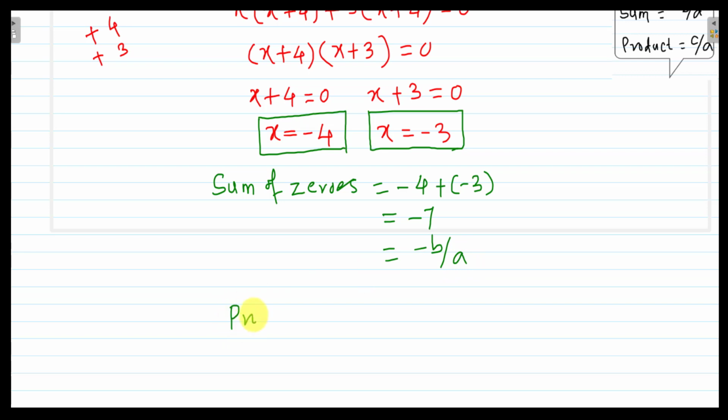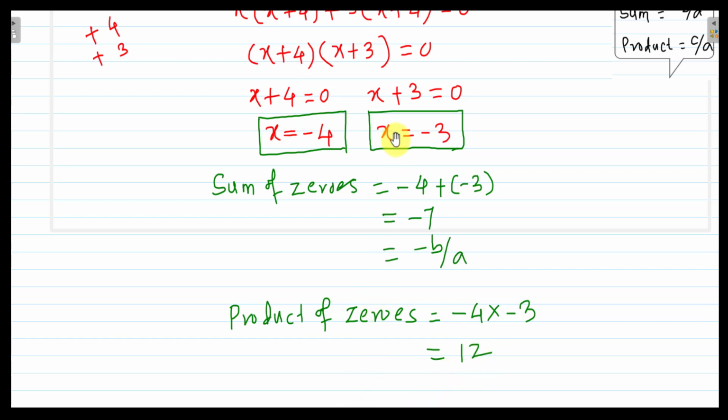So the product of the roots, or you can say the product of the zeros, is equal to minus 4 multiplied by minus 3, and minus into minus will be plus, and 4 3s are 12. Correct? 4 3s are 12.